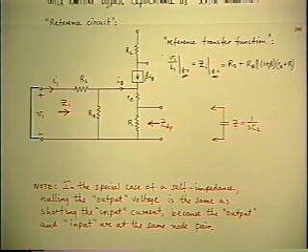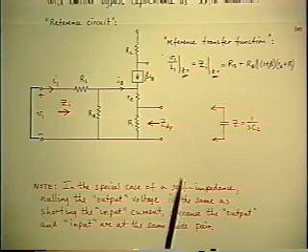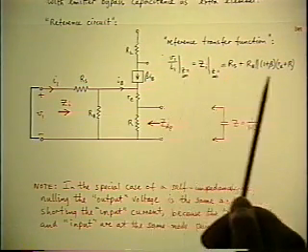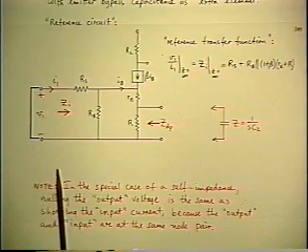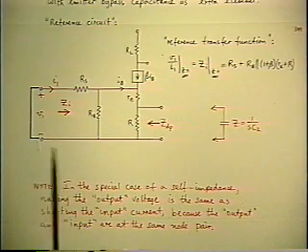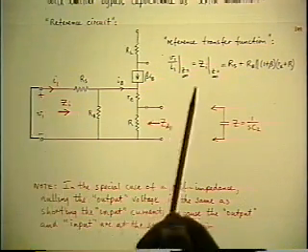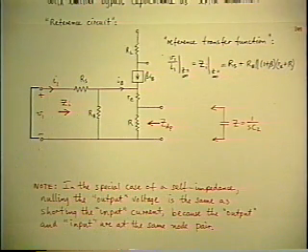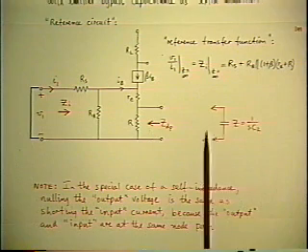However, I again got to emphasize that the shortcut only works when the transfer function you're correcting is a self-impedance, because that's the only case where the output, V1, is right across the input. If the output is somewhere else, this doesn't work.